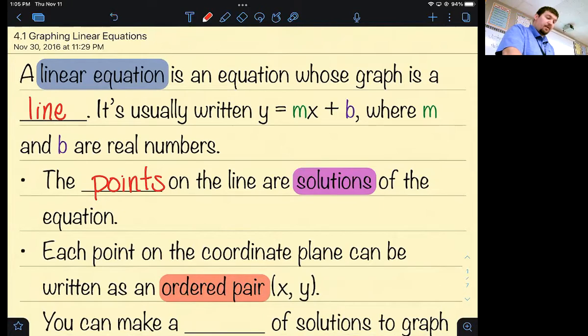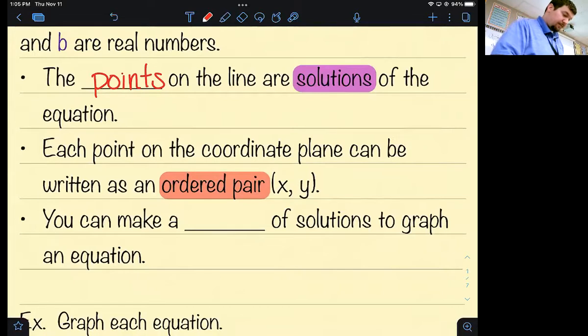Each point on the coordinate plane can be written as an ordered pair. So yesterday we played Coordinate Battleship. Yesterday we had an IXL that was assigned that's due tomorrow. Mrs. Myers is going to remind you of that when you come in tomorrow. But yeah, there's an IXL that we did that again asked you about the coordinate plane. We're going to be all over the coordinate plane in this chapter.